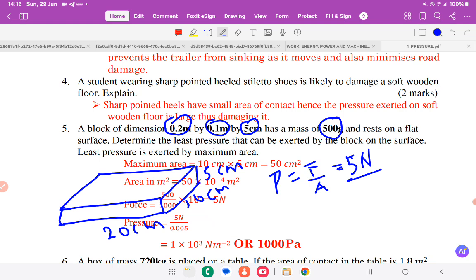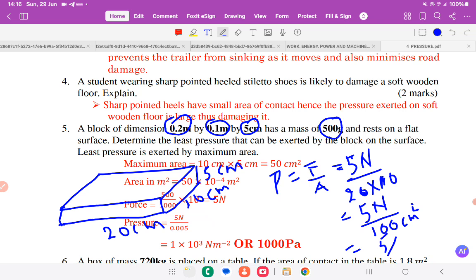Now the maximum area. Remember that the least pressure is obtained when the force is divided by the maximum area. So the maximum area here is 20 centimeters multiplied by 10 centimeters, of which you're going to have 5 newtons divided by 100 square centimeters.